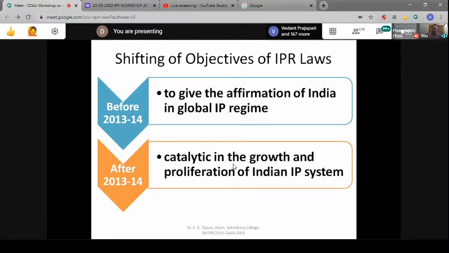But after 2013, whatever changes we have made are to facilitate the growth and proliferation of the Indian IP system, to sustain and support innovations, startups, technology generation, commercialization of technology, and transfer of technology. A lot of change has been made after 2013 and 14.